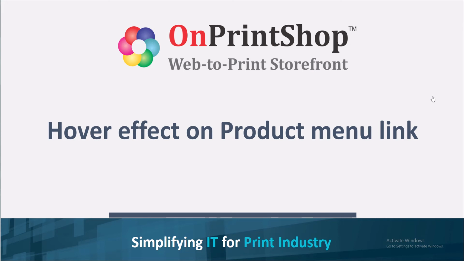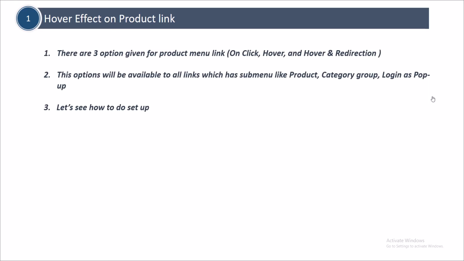Hello, welcome to OnPrintShop. This video is about the hovering effect on product link. There are three options given for the product menu link: on click, hover, and hover and redirection. These options will be available for all links which have a submenu, like product, category group, and login as pop-up.